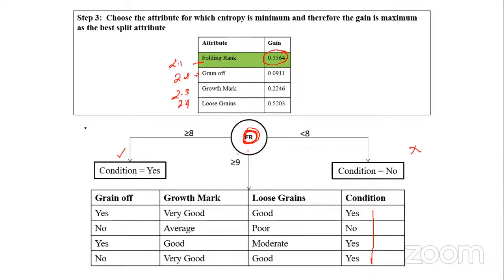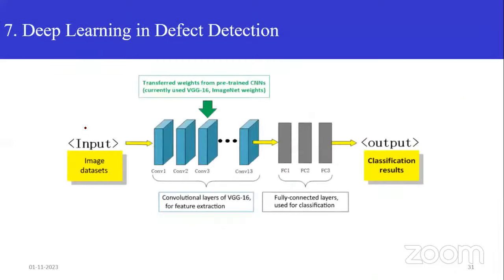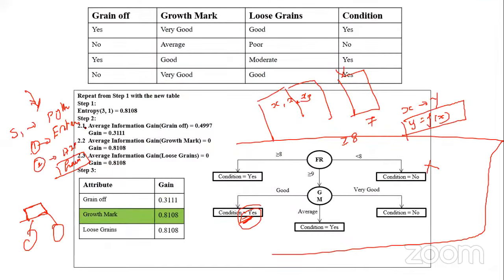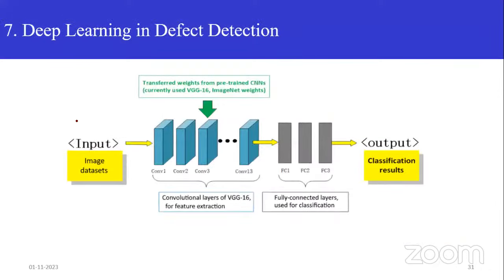This particular model can also be built with a CNN. This is a CNN, where it will have an input and it will have layers. Then for the particular layer, it will extract the features and everything.